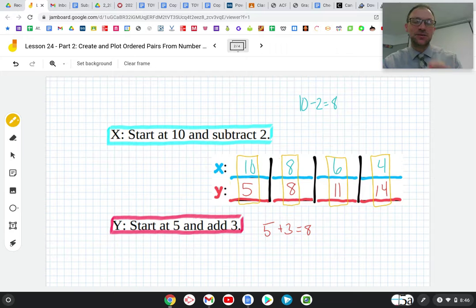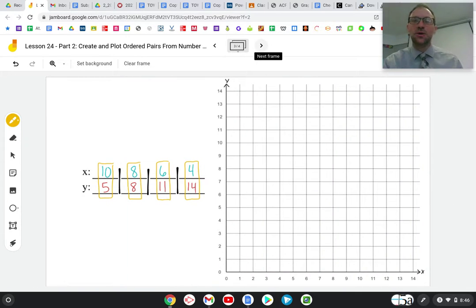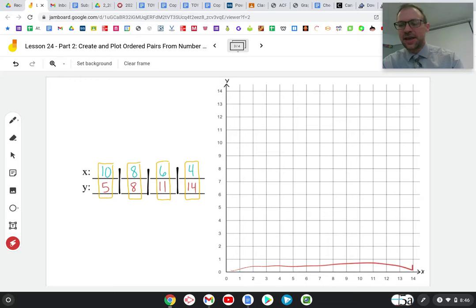It's time to graph or plot these points. Here is a coordinate grid of the first quadrant. Here you can see the y-axis. Here is the x-axis. Here are our ordered pairs. Let's plot them out. We are going to plot them in order. First ordered pair first, and then on we go until the last ordered pair fourth.